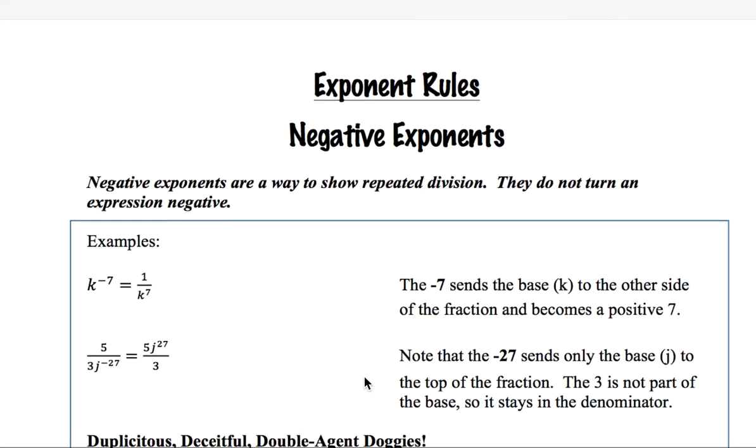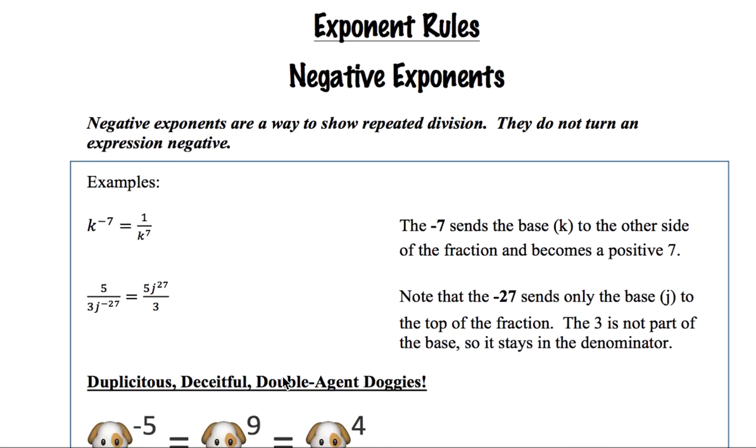All right. Final rule we're going to look at is negative exponents. The most common error students make is they think negative exponents are going to turn the expression negative, but they do not. Negative exponents are a way to show repeated division. They do not turn an expression negative. So k to the negative 7th power tells us we want to divide by k 7 times.